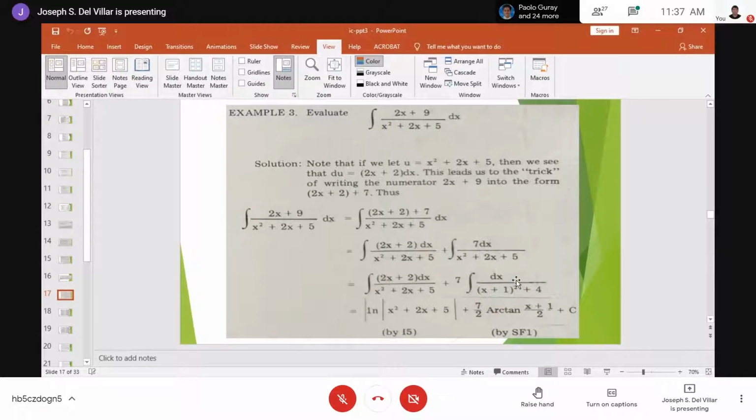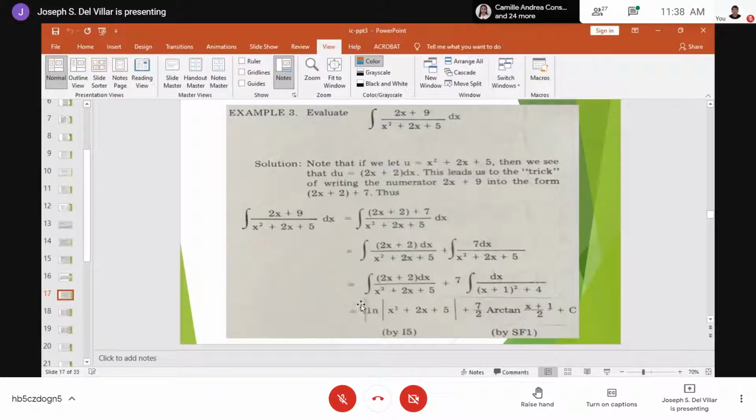Okay. So kinomplete yung squares dito, x squared plus 2x plus 5 as x plus 1 squared plus 4. So this is exact differential. Differential of x plus 1 is dx. So exact. So therefore, we have 7 times 1 over a. So yung a natin is 2 kasi 2 squared is 4. So 7 times 1 half, so that is 7 halves. Then arctan of x plus 1 over 2 plus c. Okay? So this is now the final answer.